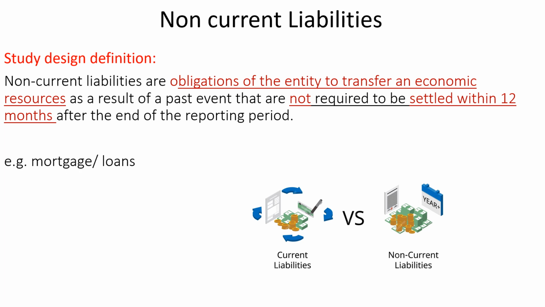So examples are mortgages, loans, not the current portion of the loan that's repayable within a year, but the rest of the principal, etc. We're not expecting to fully pay that off within the 12 months. We could if we wanted to, we're just not expecting it. And so again, the GC assumption dictates that we classify that as a non-current liability.